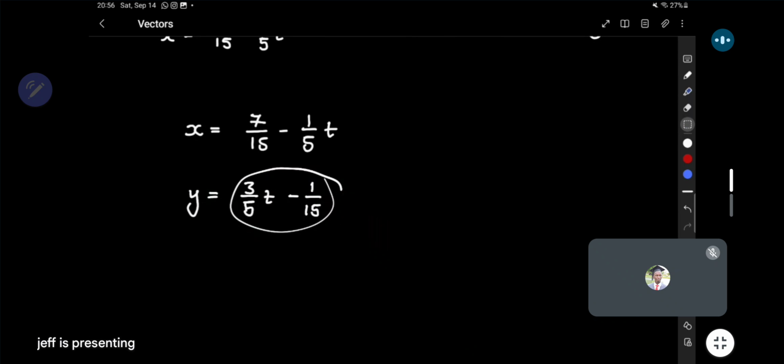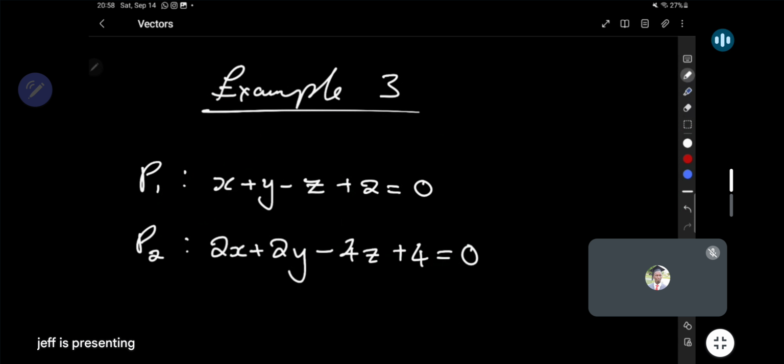And then for z, we had z is equal to t. So these now become the parametric equations describing the line where the two planes intersect. Okay, consider this example now, where we have the two planes described like this. So in this case, what is happening? Where do these planes intersect, if they do intersect?